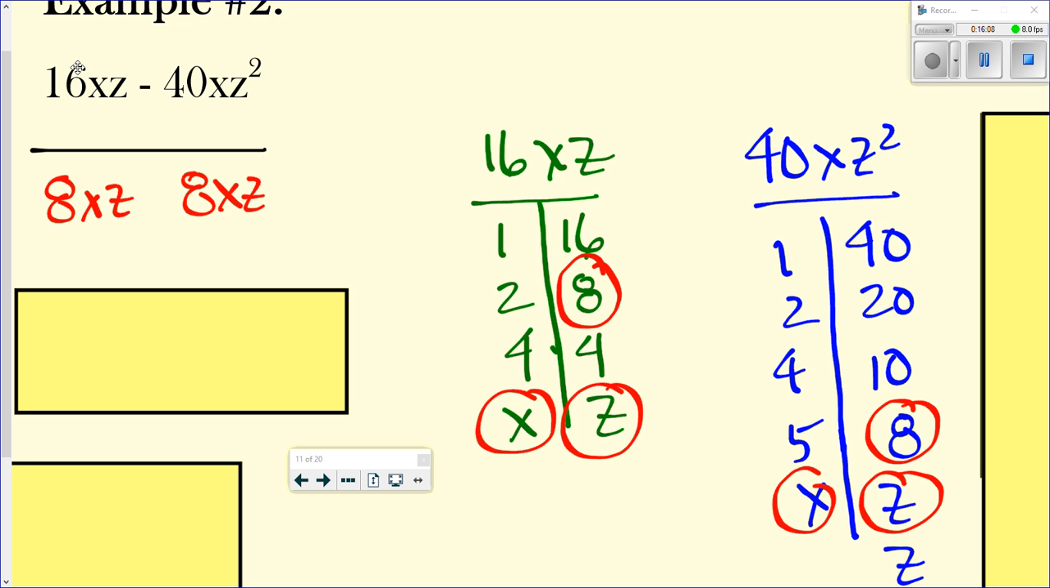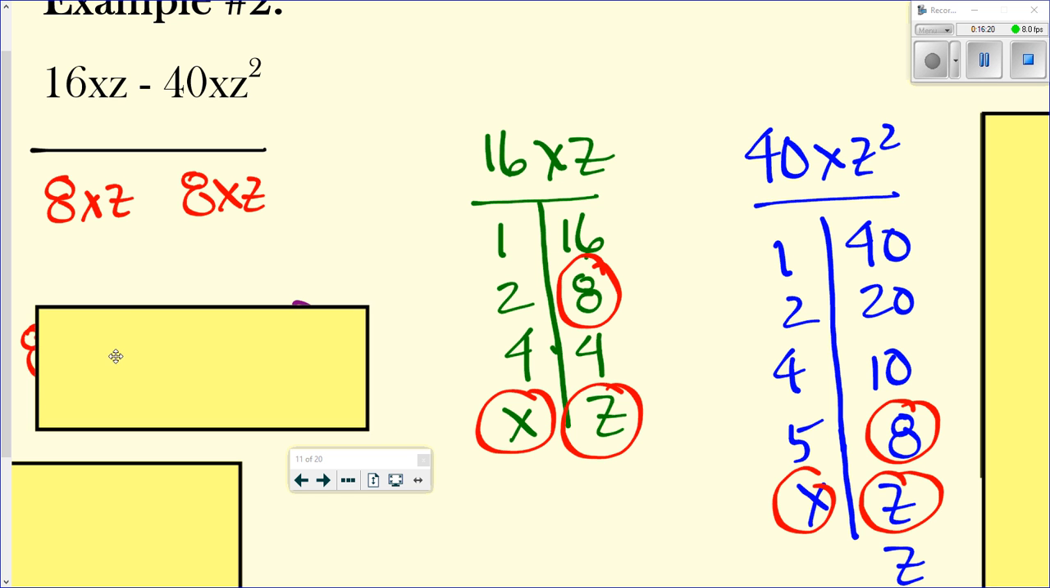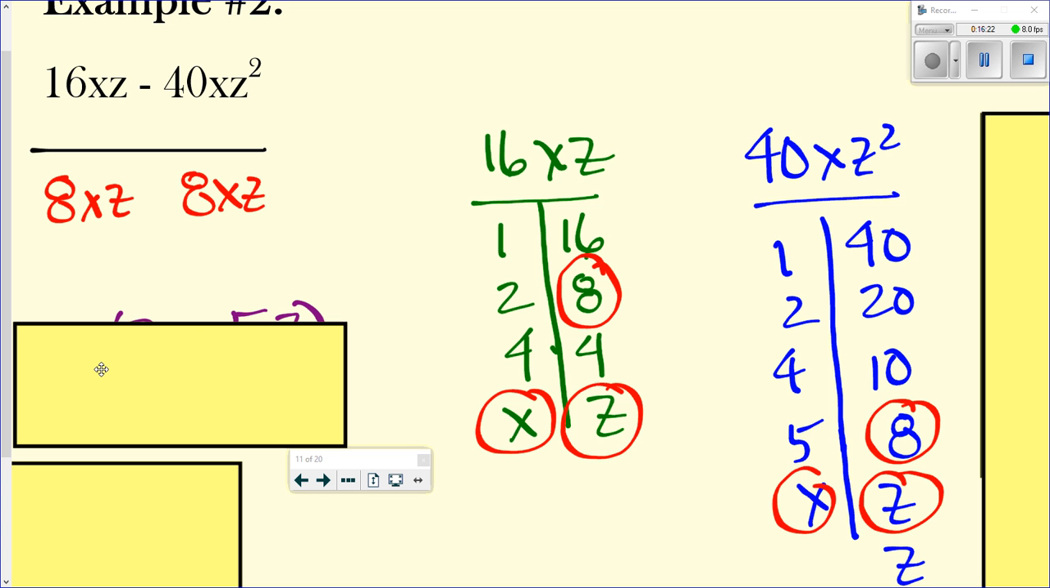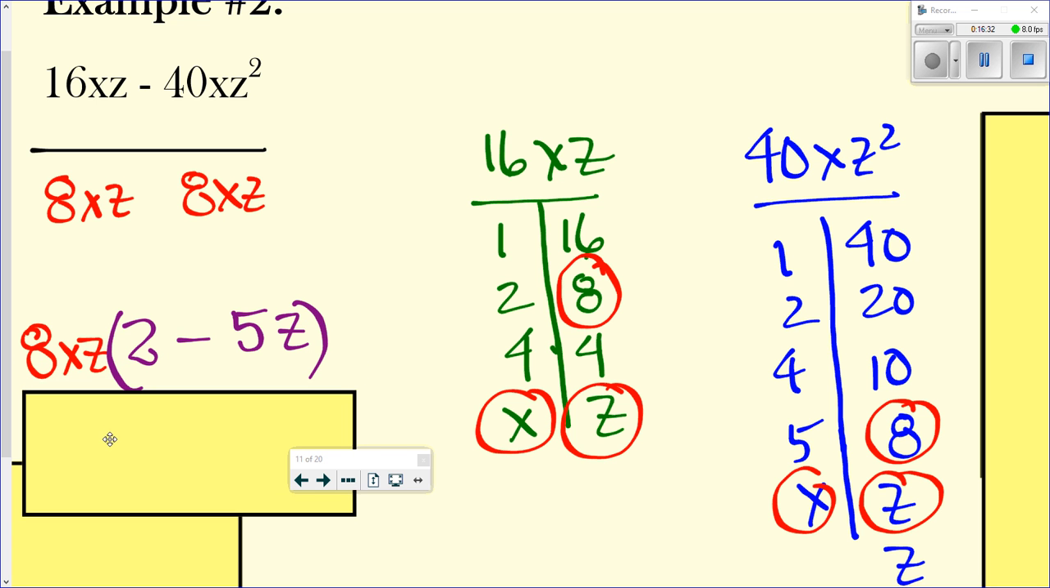And then again, do it term by term. So 16 divided by 8 gives you 2, and then xz, they'll cancel out, so you'll just be left with 2 for the first one. And then for negative 40 divided by 8 is negative 5. The x's will cancel out, and z, same base, 2 minus 1 gives you 1.